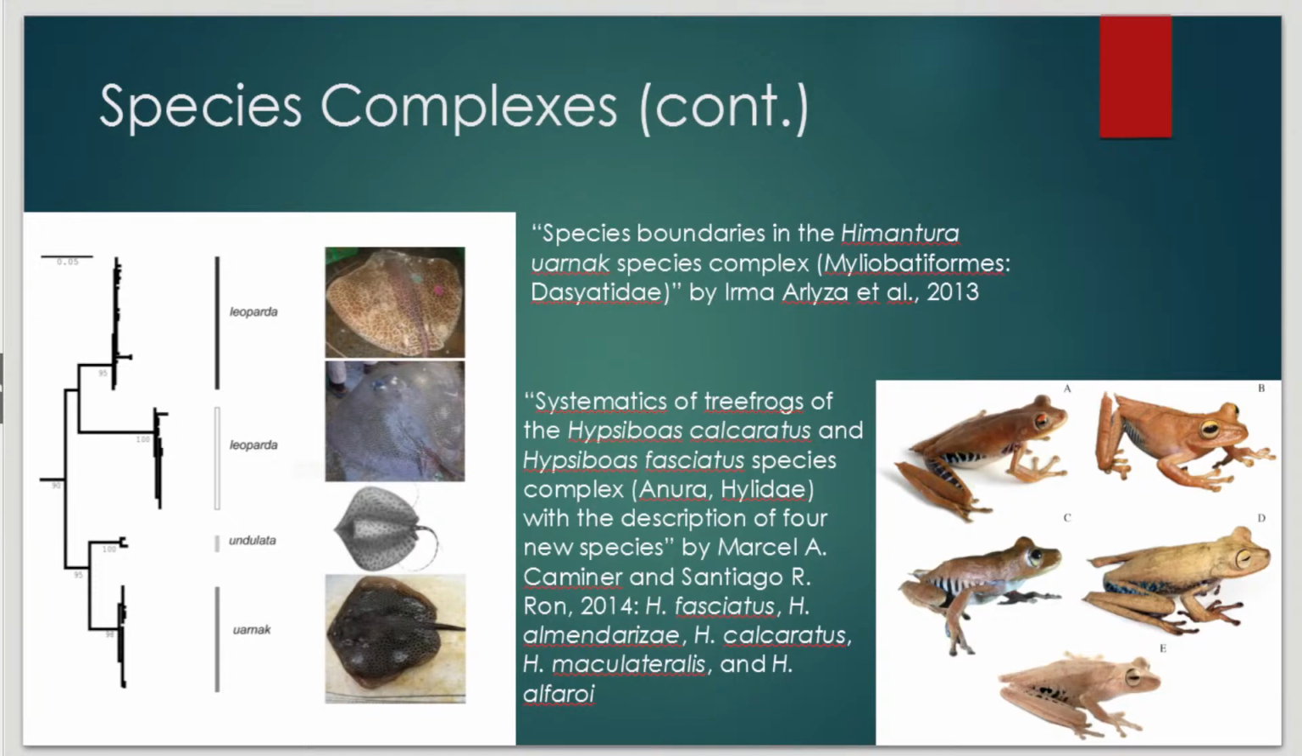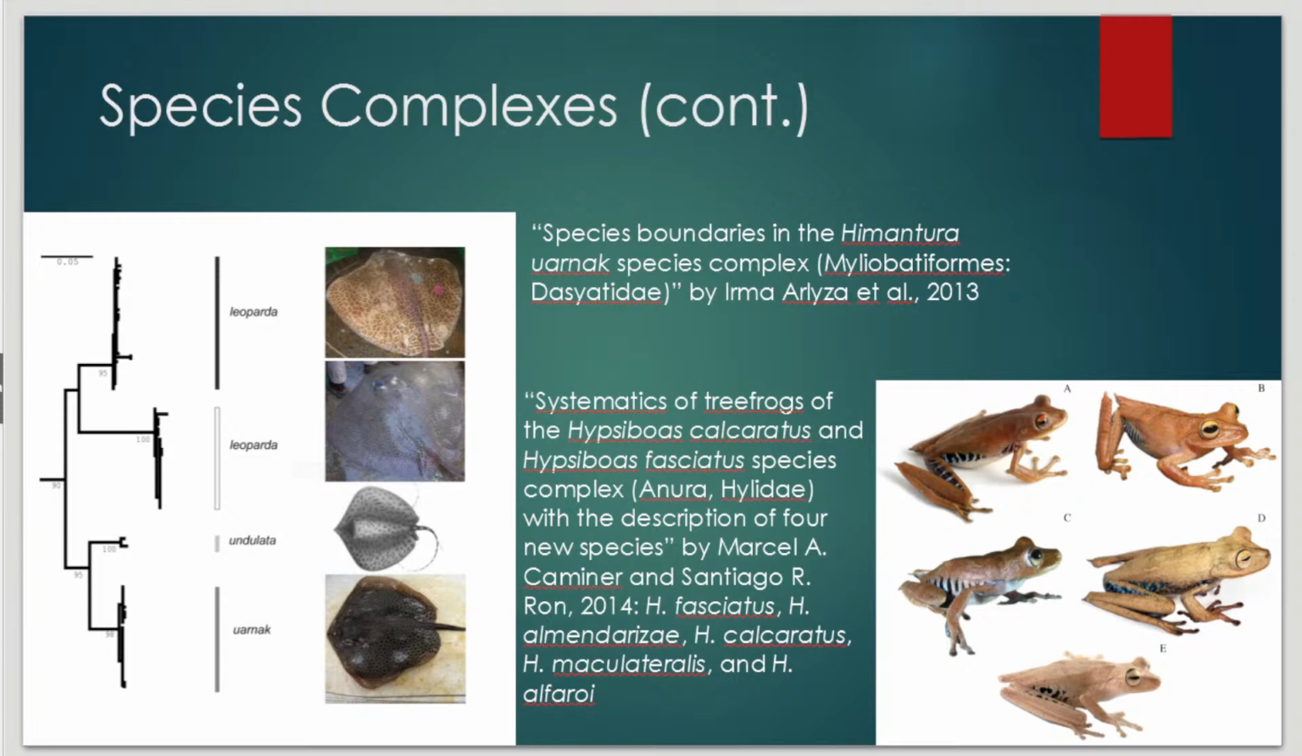And again, just more examples of species complexes. So on the left, you have some different Himantura, was it Urnak? I have no idea how to pronounce it. It's basically the leopard rays. Leopard and reticulated rays. Some are really closely related, some are not so closely related. They all look very similar, because that's what happens.